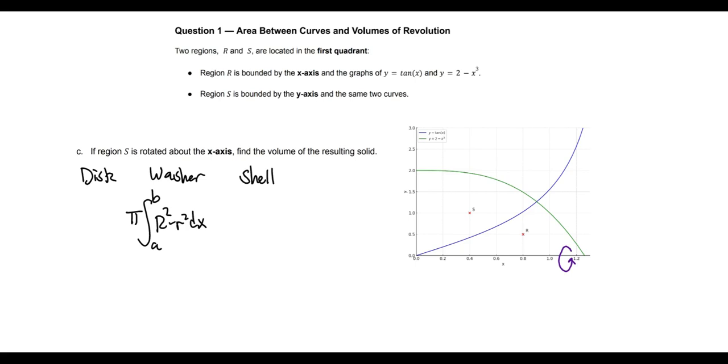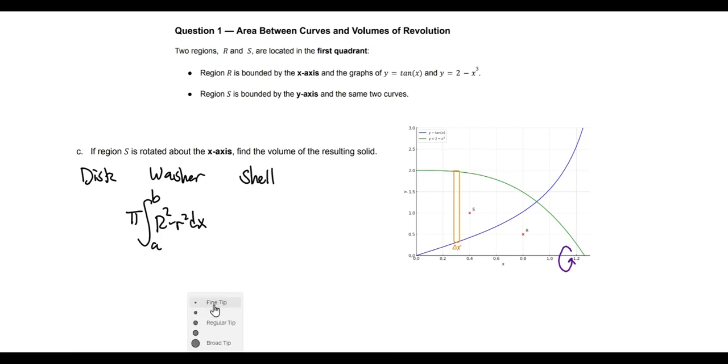And how you can know the difference between the washer and the disk method is you find the region that you're rotating, and you draw a rectangle in the shaded region. Now, if the rectangle that you draw touches the axis of rotation, that's the disk method. But if it does not touch the axis of rotation, it is the washer method here. So that's how I knew it was the washer method immediately, by looking over here.